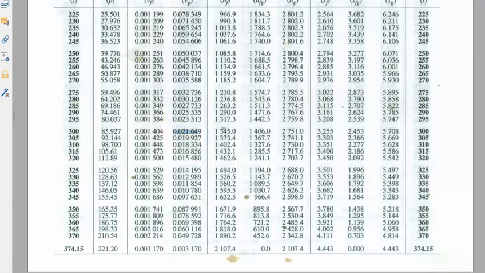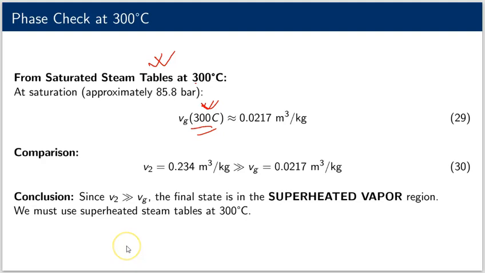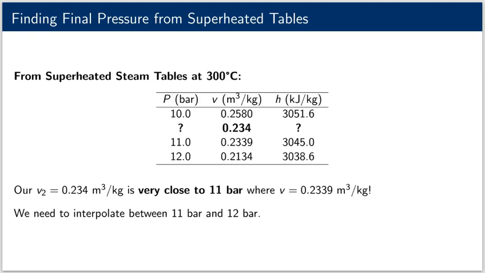So here Vg is 0.217 and V2 is 0.234, which means V2 is much greater than Vg. It clearly states that it is a superheated vapor region. So we must use the superheated steam table at 300 degrees centigrade, since the steam is superheated at 300 degrees centigrade.